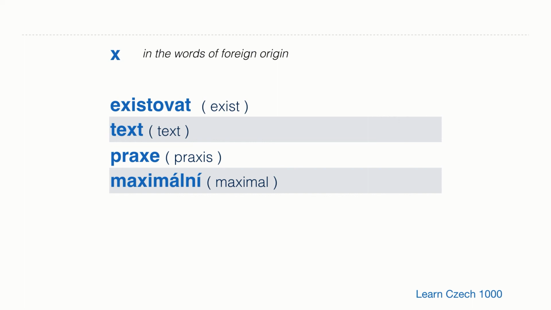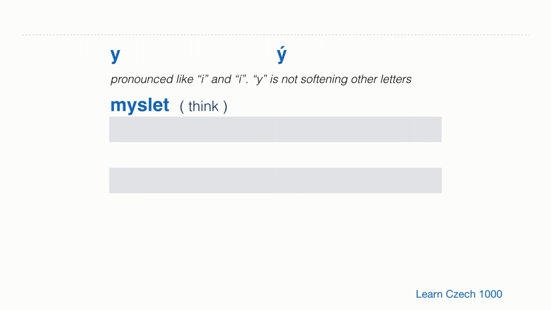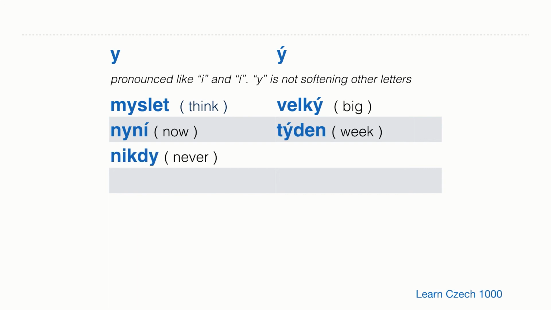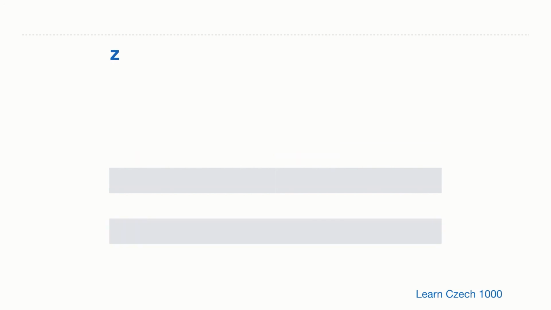Y, we call this letter tvrdé Y, like hard Y, or I. This letter is pronounced similarly, like soft I. It is not softening the letters D, T, N. You read D, T, N. Myslet, velký, nyní, týden, nikdy, vysoký, výsledek.